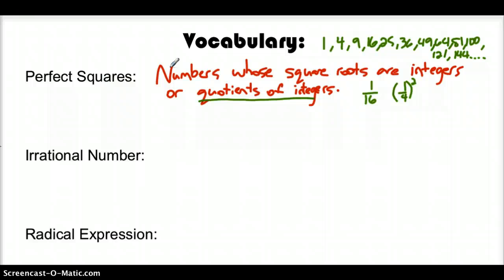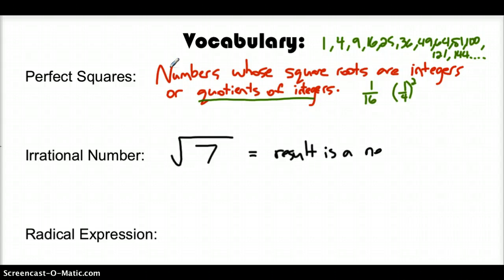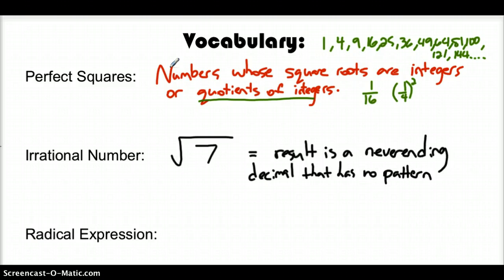Okay. Now, irrational numbers. So basically, what's going to happen is if we have a number as our radicand that is not a perfect square, let's say again radical 7, I think is a good example of that, this is going to be an irrational number. So basically, the result is what I'll call a never-ending decimal. In fact, it does actually end at some point, but I'll call it a never-ending decimal that has no pattern. So if you try to take the square root of a non-perfect square number, you will have an irrational number.